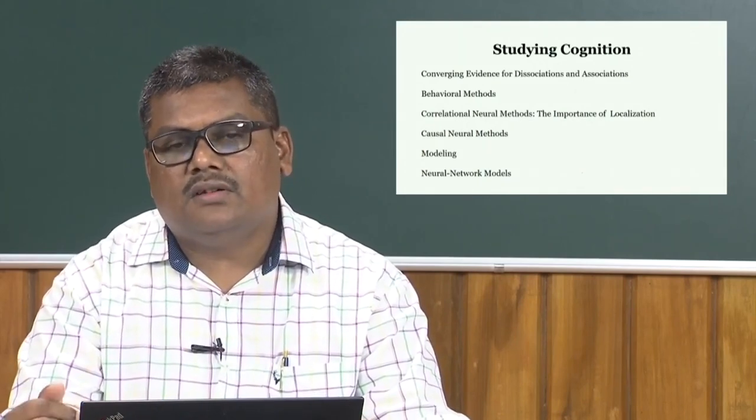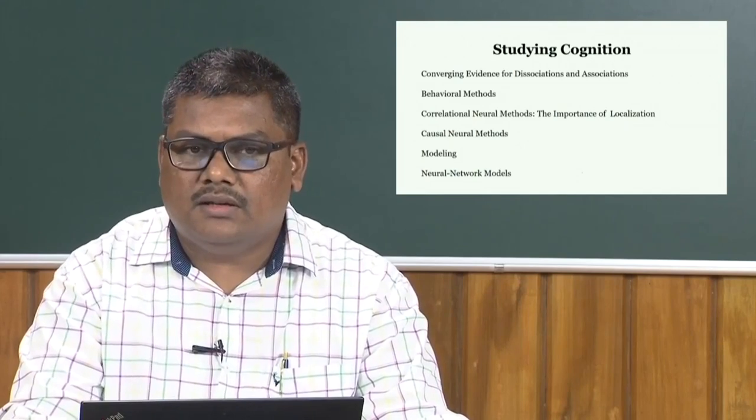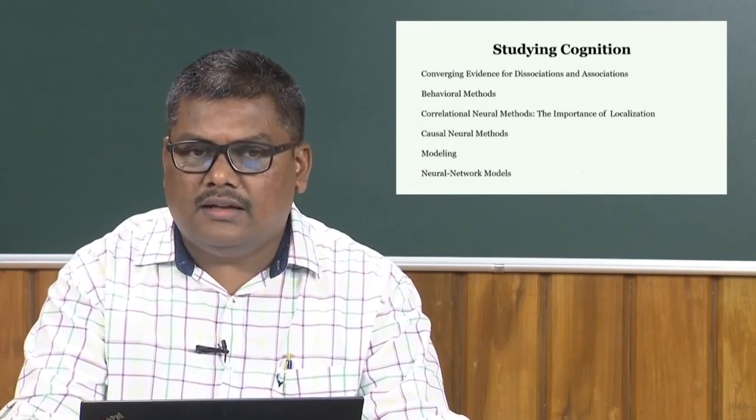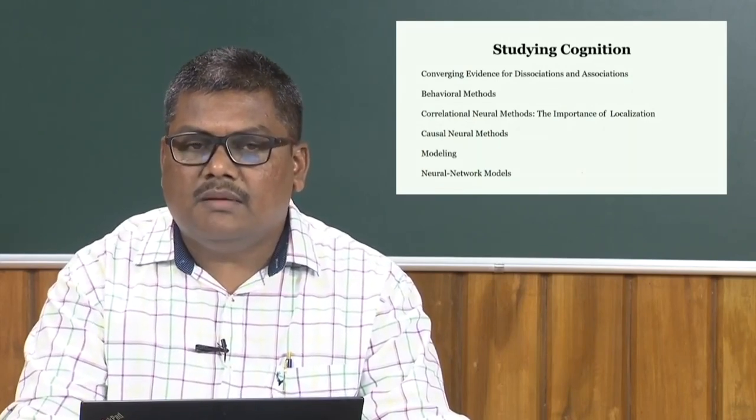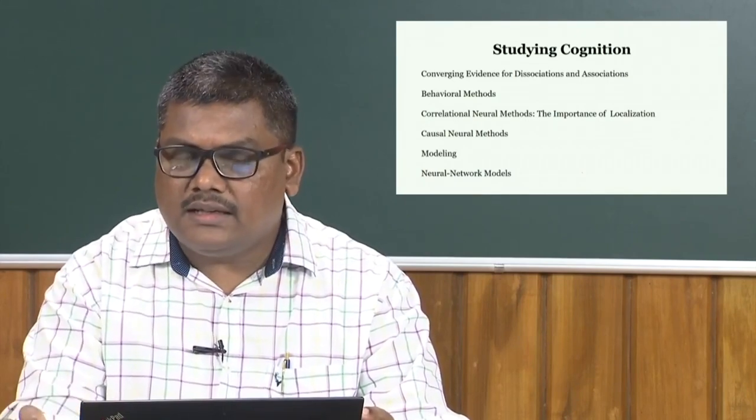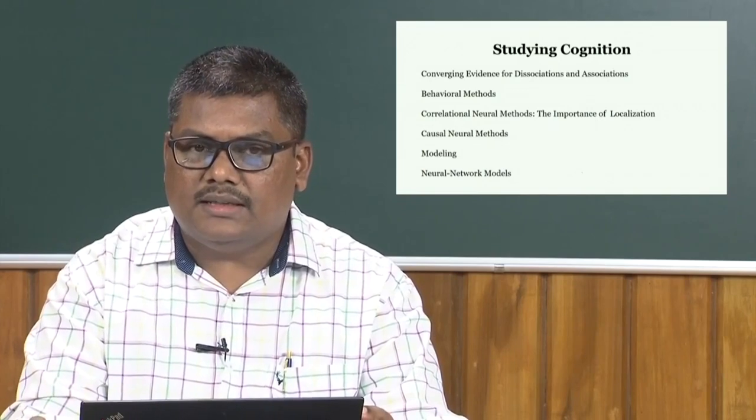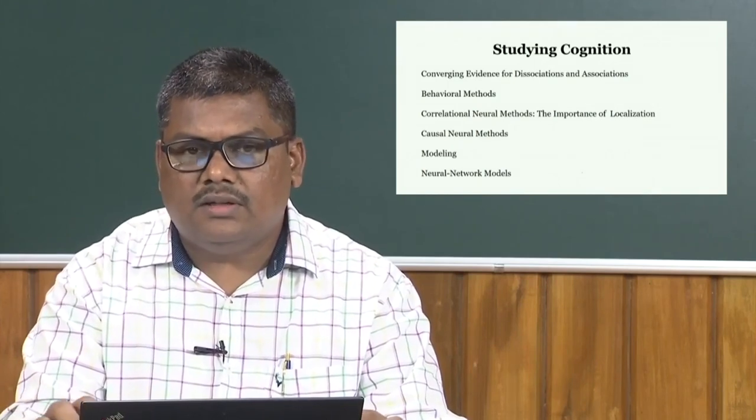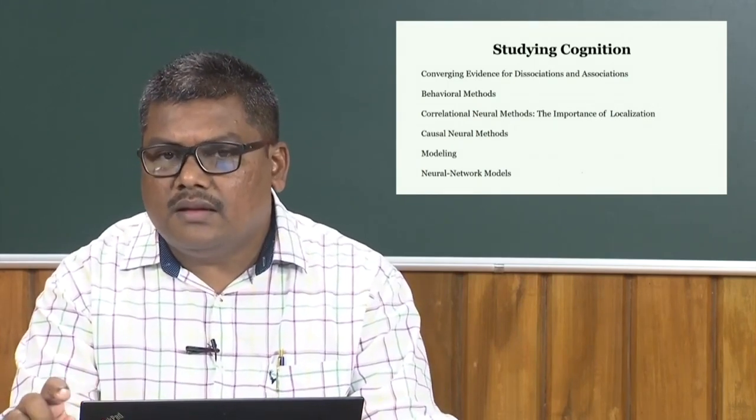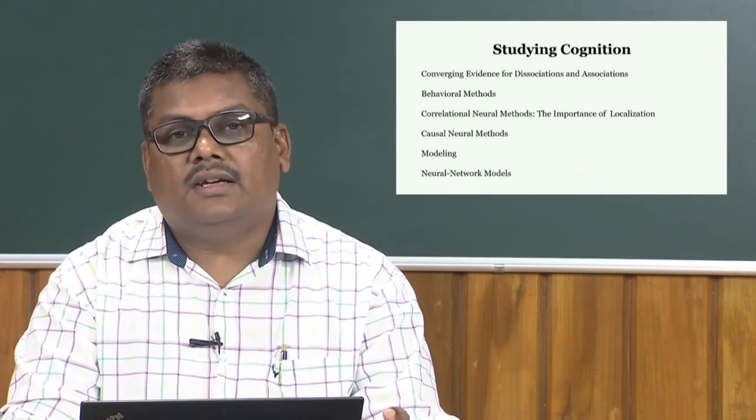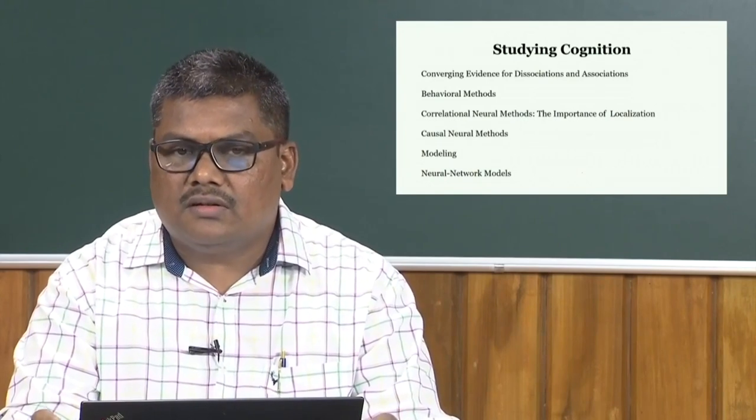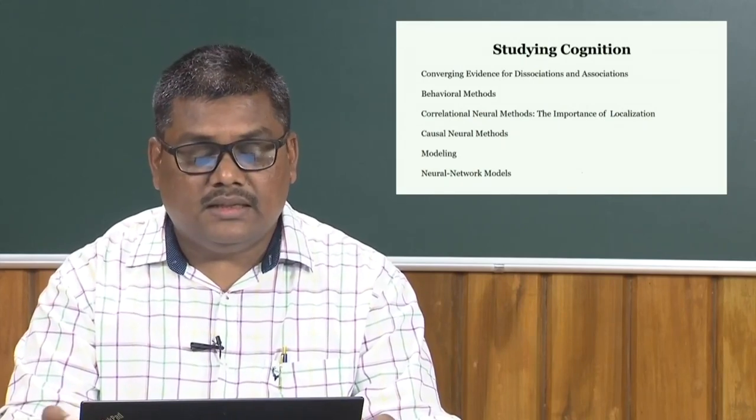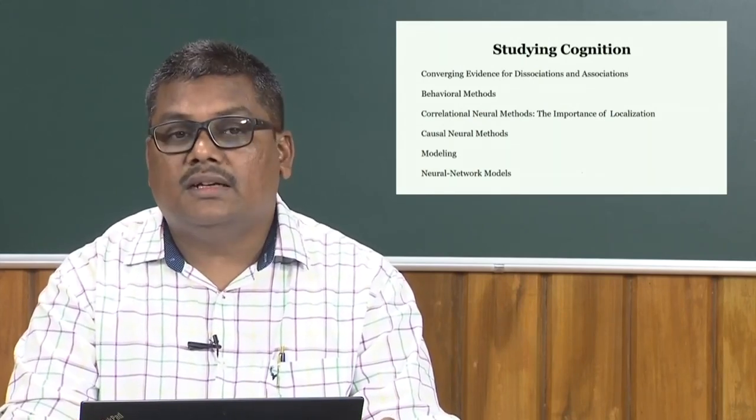Now, why is the study of dissociation and association important? It is important to find out which processes emanate from the same structure but lead to different tasks, and which processes emanating from different brain areas converge on a particular task, to find out the specificity of the process. Now, the methods of studying cognition. There are four different methods through which cognition can be studied: the behavioral methods, the correlational neural method, the causal method, and modeling.